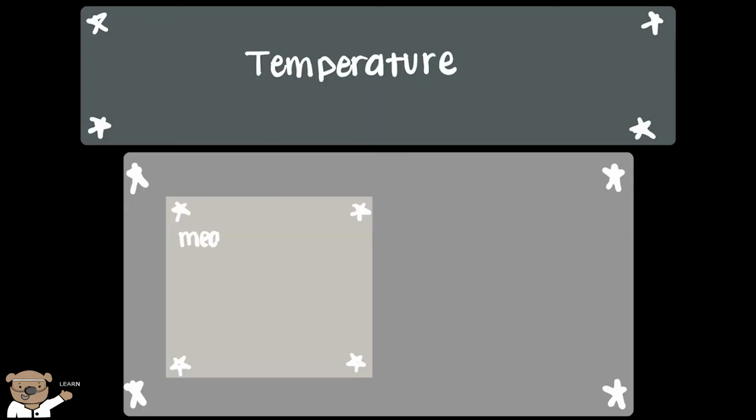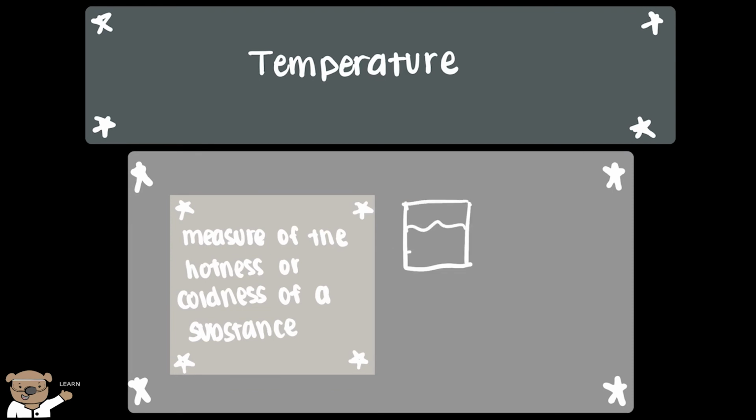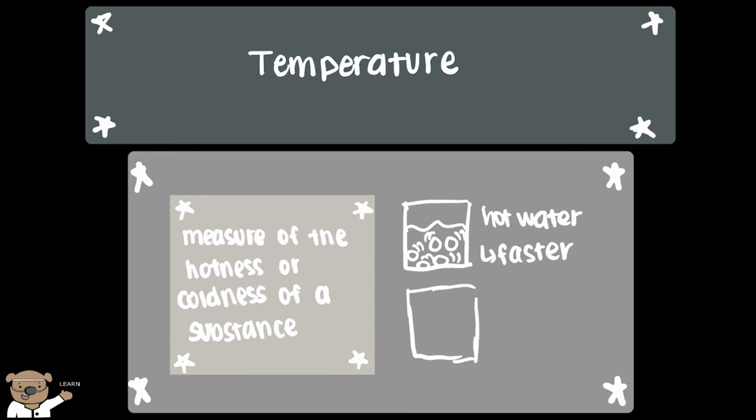The last fundamental quantity we'll cover today is temperature. Temperature is a measure of the hotness or coldness of a substance, and it depends on how fast particles in the object are moving. In water, particles are constantly sliding past each other. The faster they move, the hotter the temperature. The slower they move, the colder the temperature.